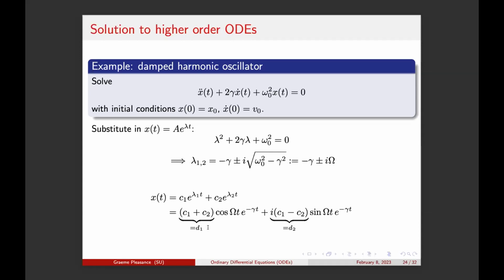constants which depend on C1 and C2. So here I just call these D1 and D2. So this solution is slightly more convenient just to later examine the behavior of the solution.